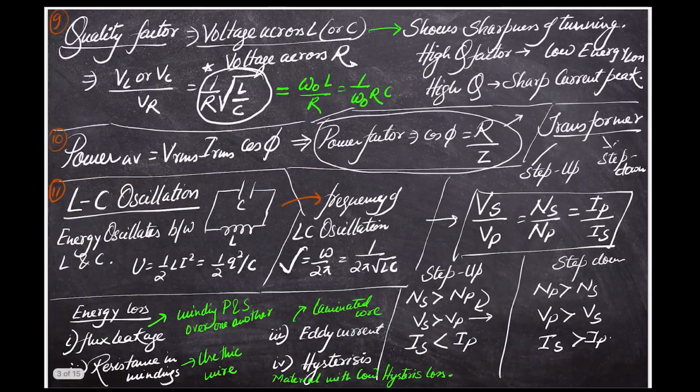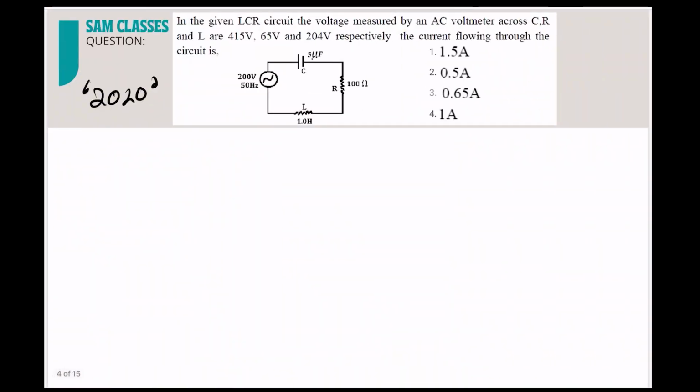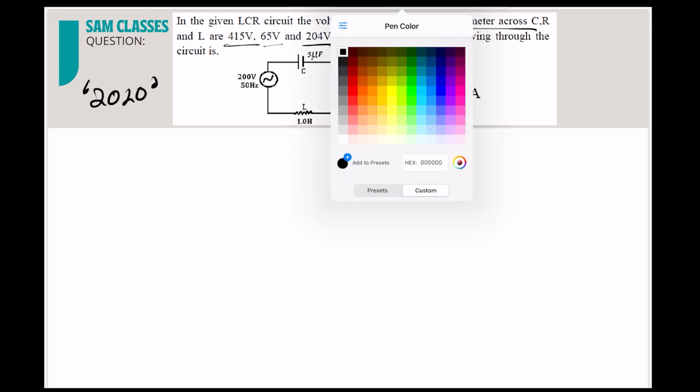Okay. Now let's see how to solve the questions. The first question, very simple question. In an LCR circuit, they have given the voltage measured across an AC voltmeter, and that is 415.65 volt, and for 204, they're asking the current. So we don't have to do anything. What do you have to do? Very simple. I told you the voltage.